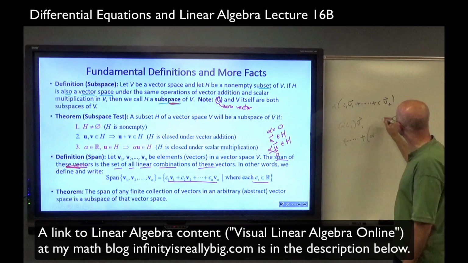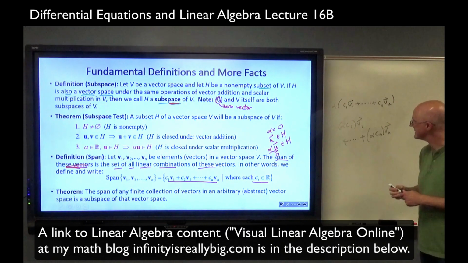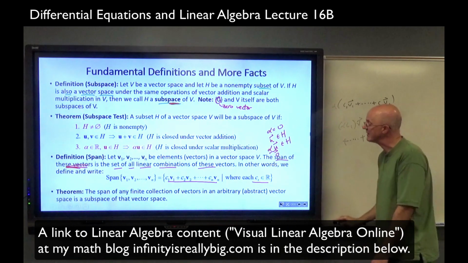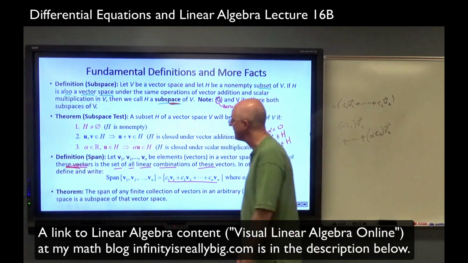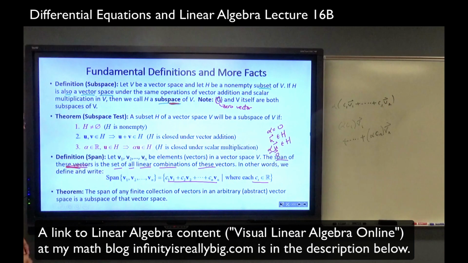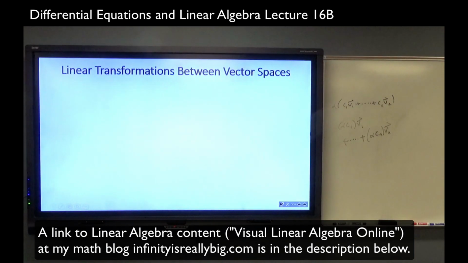Sorry, this is not so dark anymore. Cn times Vn, and that's going to be of the right form to say it's closed under scalar multiplication because there we have another linear combination of V1 through Vn. Okay, so now you need to fill in the details if your teacher asked you to prove this theorem.